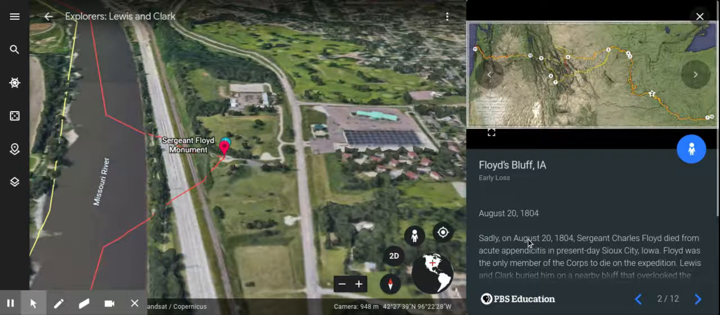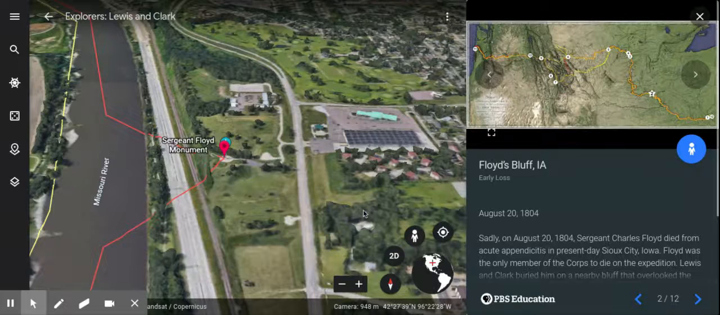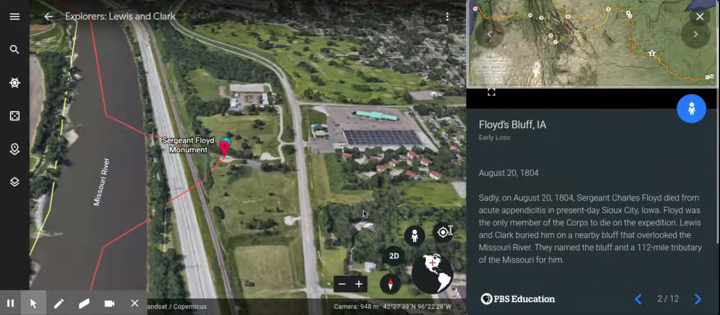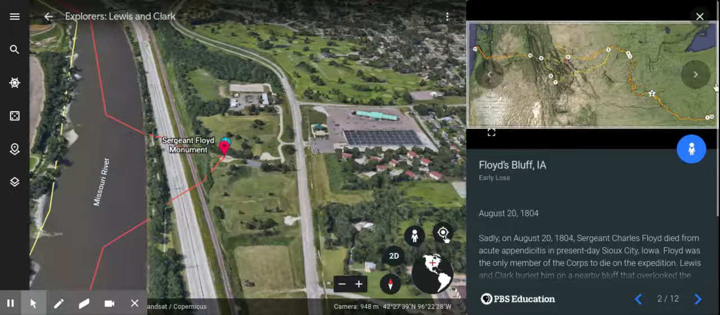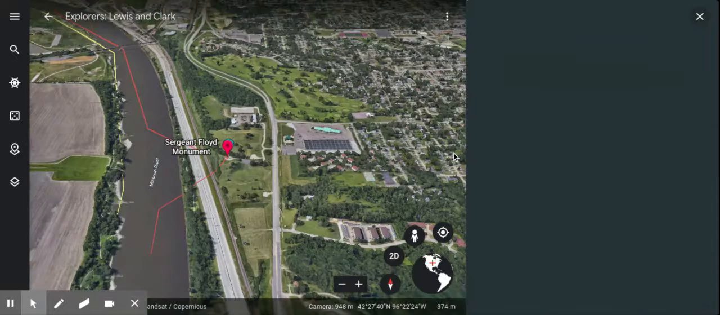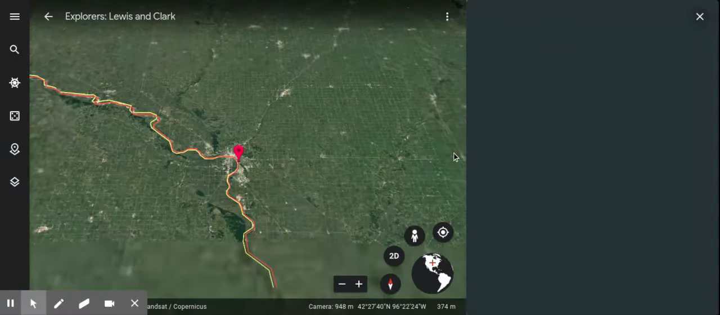But this second question, stop 2: who passed away during the journey from an acute appendicitis? So you're going to read through right here. There's not videos with all of them. You just have to look right here. You can see Sergeant Charles Floyd died from an acute appendicitis. Okay, take a look around. Go to stop 3.